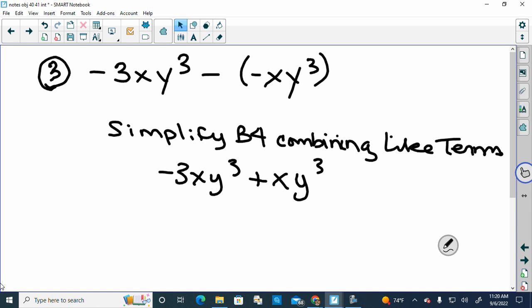So I have an xy to the third, an xy to the third. What is in front of this xy to the third? A 1. We don't write 1s in front of them, but we know that it's there. It's not 0, because otherwise it wouldn't be there. So this is really a 1. So a -3 and a +1 would be a -2. The others to combine with it. Okay, we're good? Okay, last one.